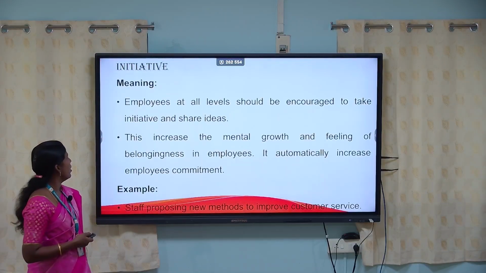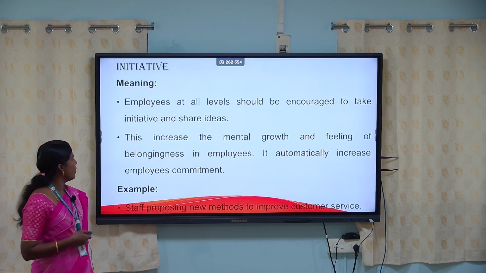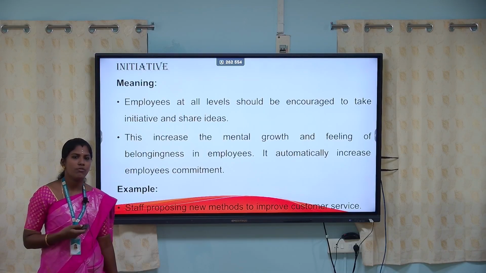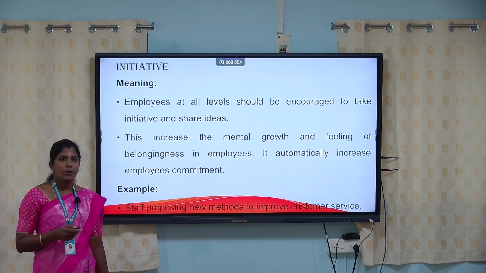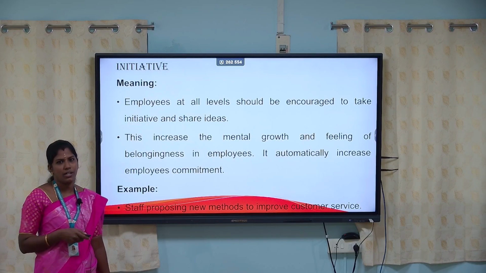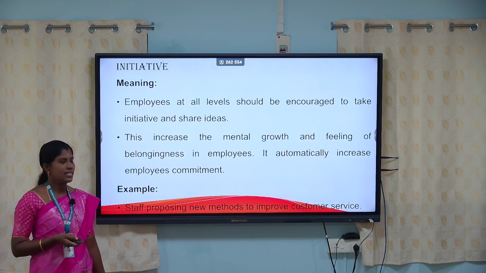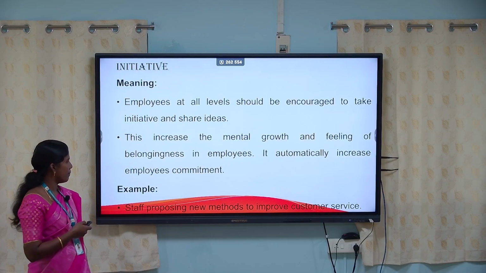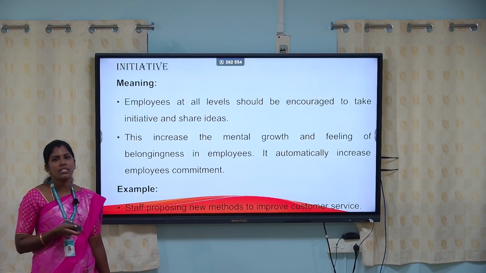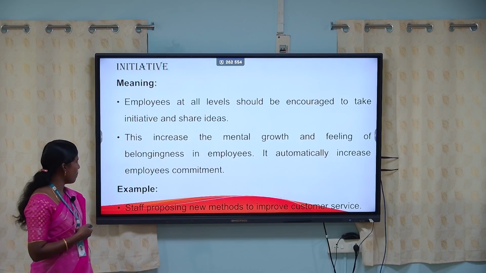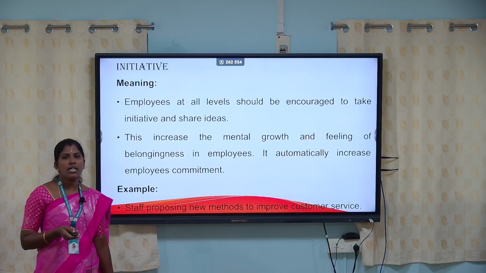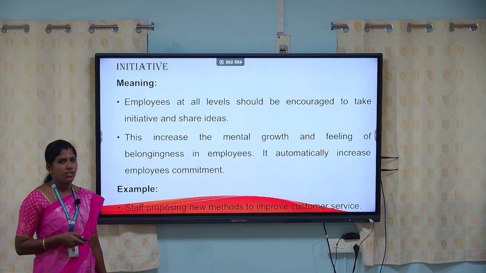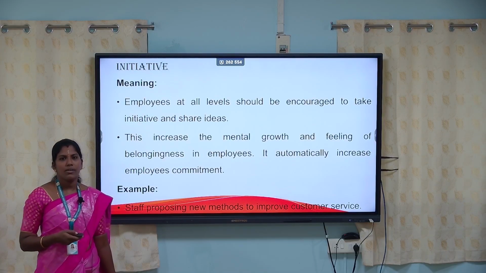Then the next slide is initiative. Meaning of initiative: employees at all levels should be encouraged to take initiative and share ideas. Everyone has different ideas, new thoughts, and ideas, which will be encouraged and implemented. It will be the success of every organization. This increases mental growth and the feeling of belongingness of the employees to the organization. It automatically increases the employees' commitment to the work. An example: staff proposing new methods to improve customer service. The organization should encourage that level of idea and adopt it in the institution, then only the employees are boosted to work in a very good way.